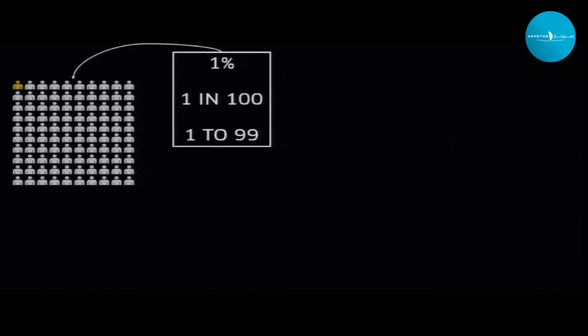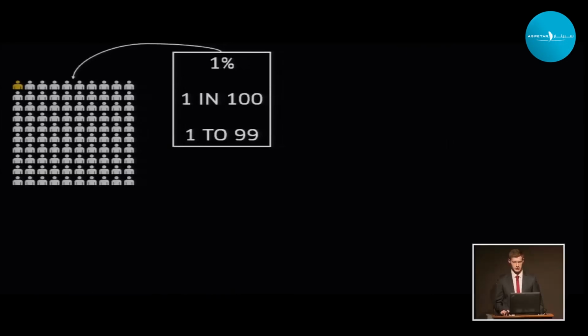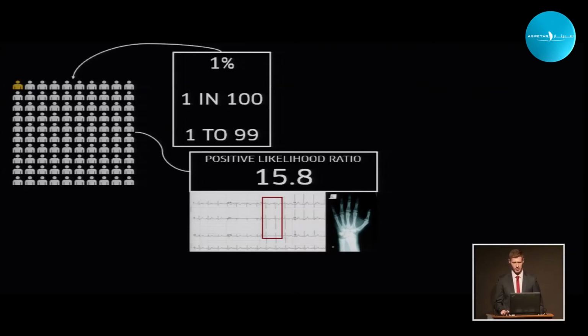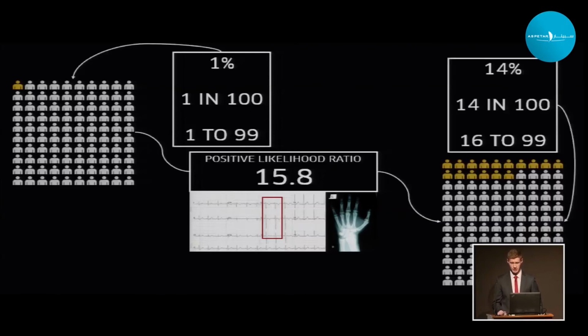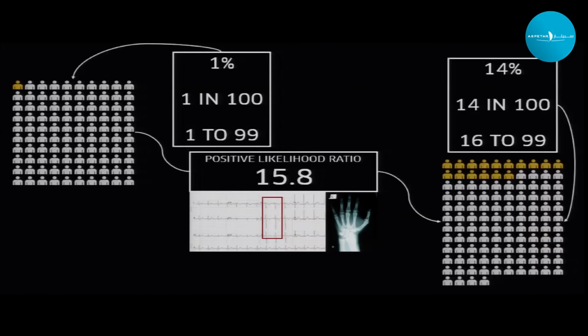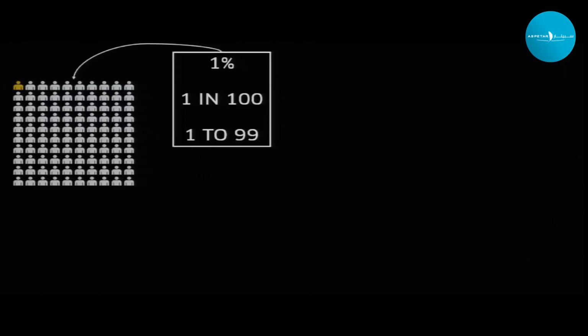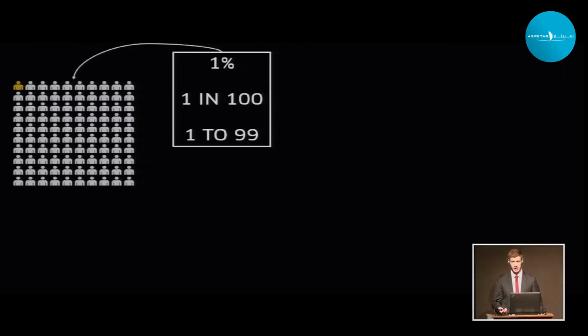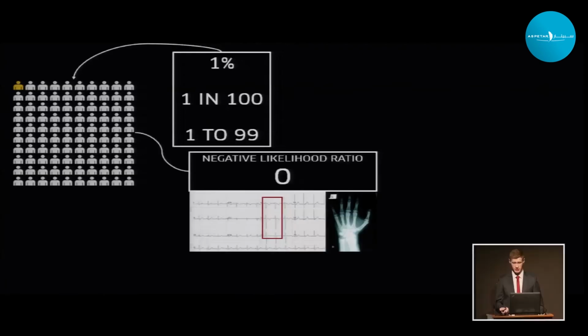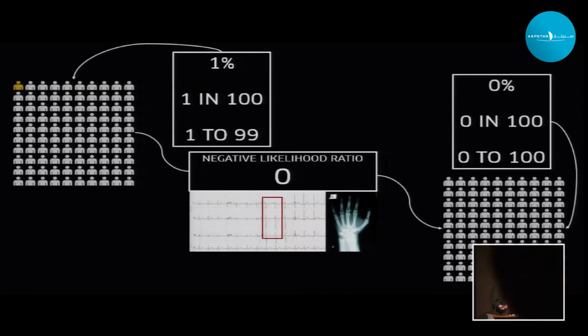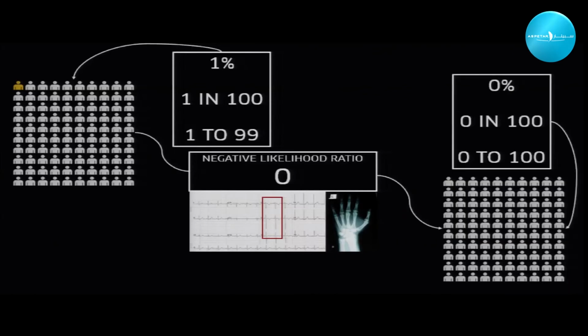But how about if we interpreted that ECG by biological age, so that's that skeletal age I showed you. We get a positive likelihood of 15.8, so that our chance of detecting a heart condition changes from 1% to 14%, so 14 in 100, with odds of 16 to 99. And if I was to flip that and say those that were cleared to play as per governance by our biological age, we get a negative likelihood of 0, so our chance of detecting a heart condition flips from 1% to 0%, so 0 in 100, 0 to 100.